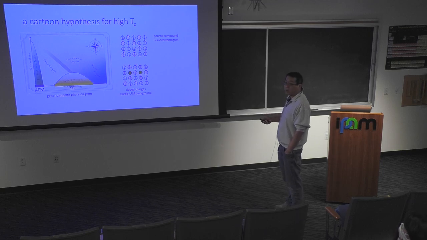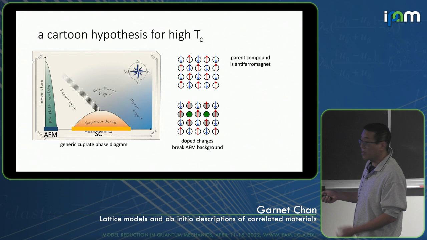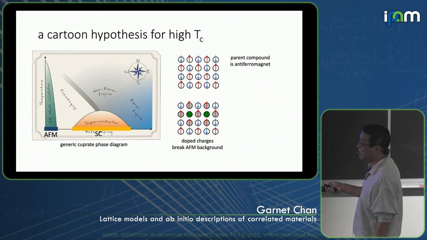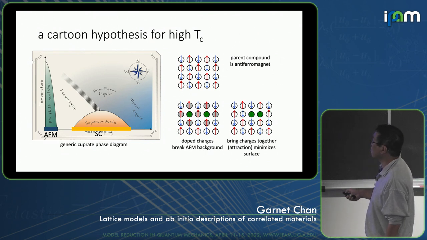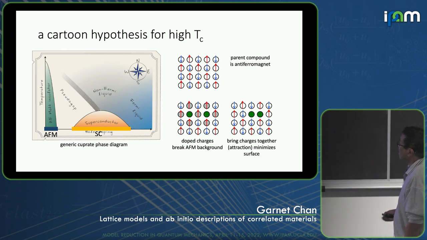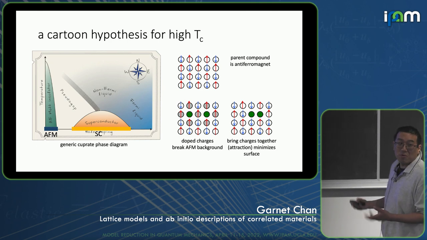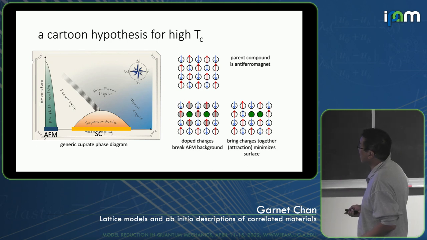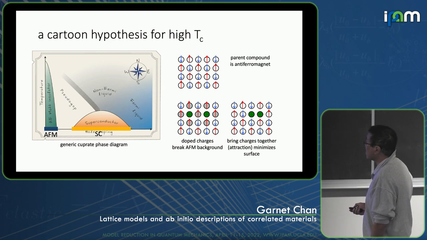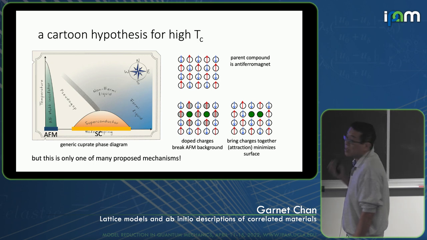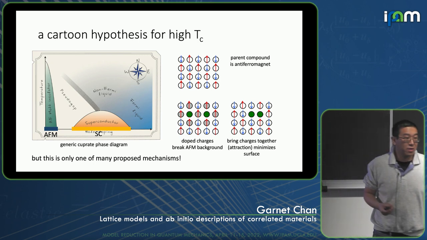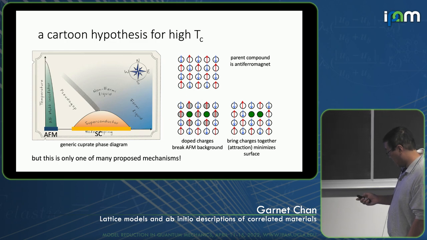And then it's just like when you put oil in water: you've broken up some favorable set of interactions. It's natural to want to place those things closer together, to minimize the surface area so that they don't break so many of these favorable antiferromagnetic exchange interactions. So that's sort of a cartoon, and it indicates some idea of where some pairing might come from. But that's really all it is. It's just a cartoon. It's not a quantitative theory. And in fact, it's not the only way in which you can imagine pairing arising. So this is just one of the many proposed mechanisms.